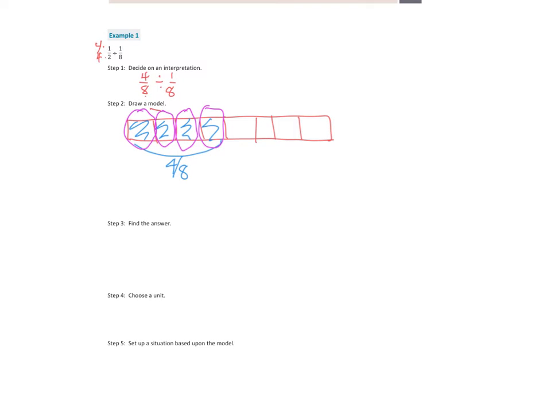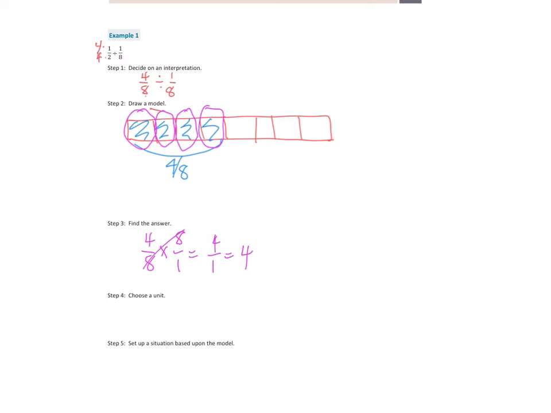Now let's see how it works out mathematically. It says find the answer. So 4/8 times the reciprocal of 1/8, which is 8/1. That cross cancels. I get 4/1, which equals 4. That makes sense because that's what I got right above.